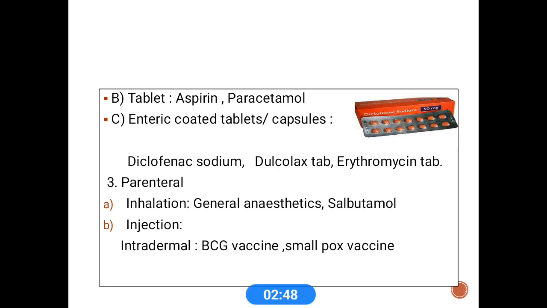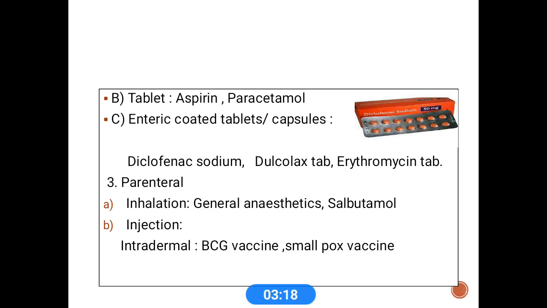Next category is the parenteral route. Parenteral route is drug administration other than the enteral route. Inhalation route: mostly volatile gases, oils, and liquids are administered through the inhalation route, which is the fastest drug administration, and faster drug absorption is shown. Mostly this is suitable for administration of general anesthetics. For bronchial asthma, salbutamol is most effective.